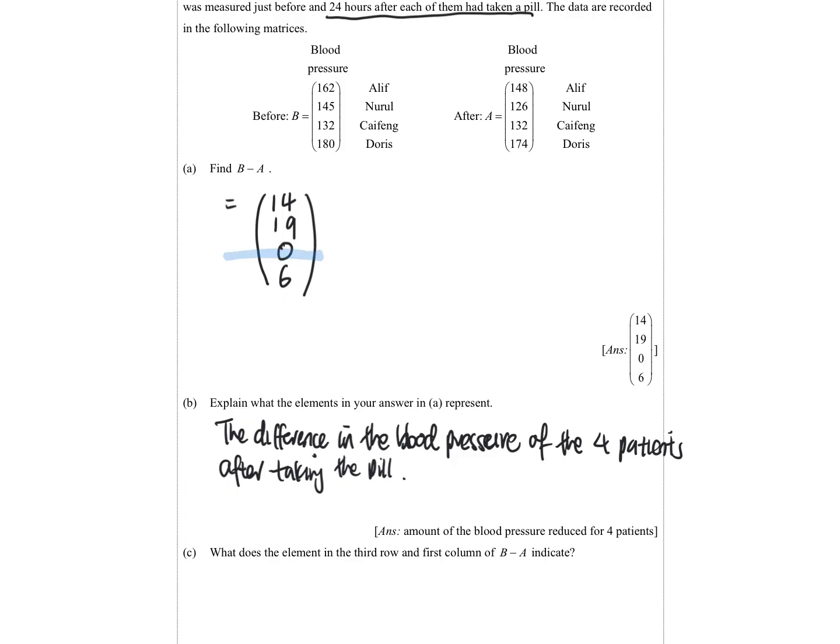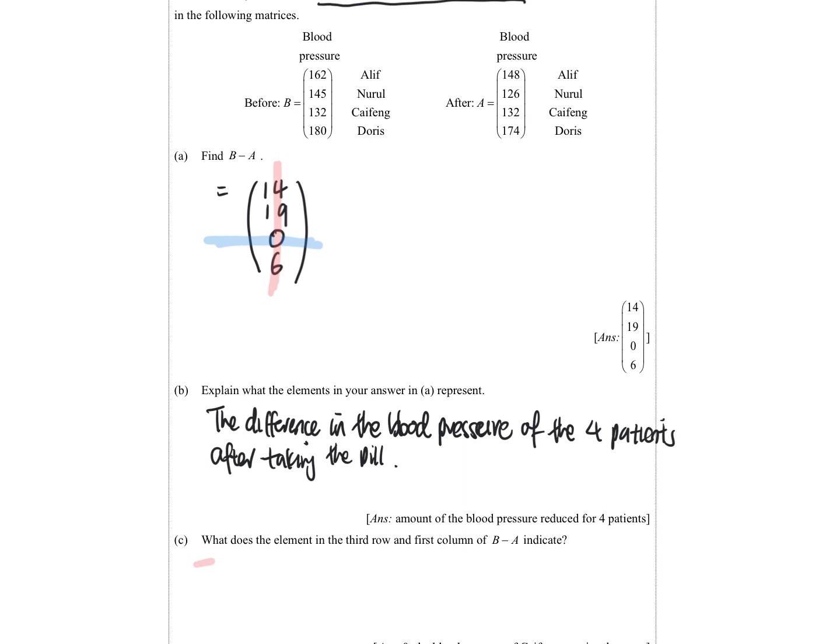So third row, first column. Cai Feng's blood pressure did not change. So this person, poor thing, ate the medicine but no change, no impact.